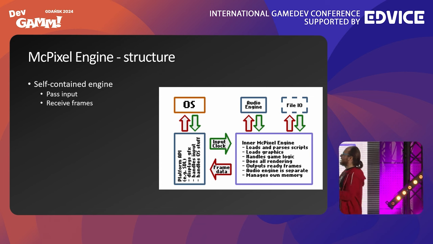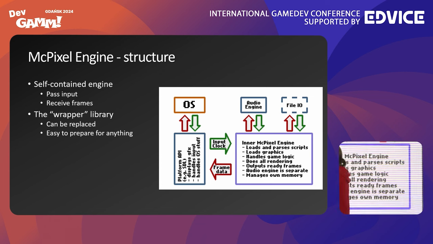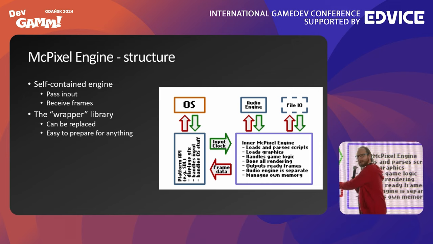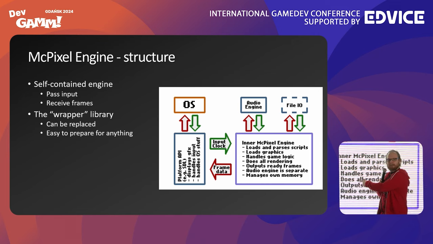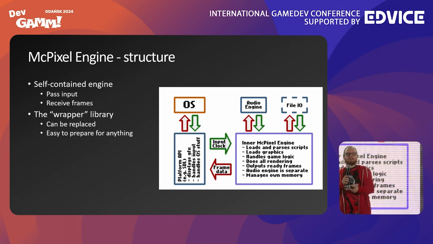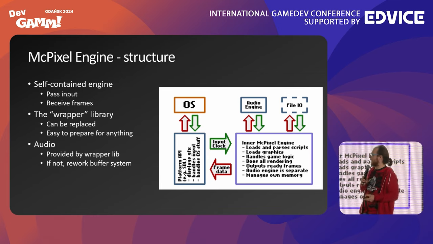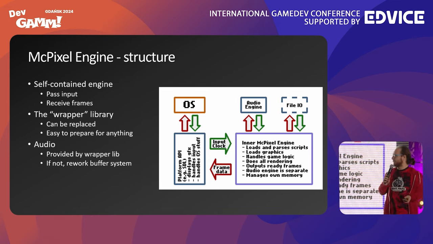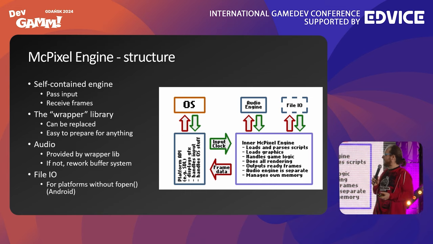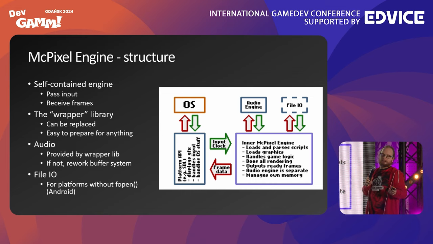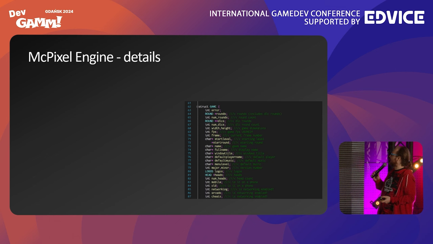Very simple. So pass input, receive frame. It can be the wrapper library. Like I can use SDL to display the frame that I receive. I can use Allegro. I can just use Windows. I can replace that part to support any single platform. That's easy because this is just a couple hundred lines of code. Audio is the same, and file I/O is the same for all the platforms except Android.